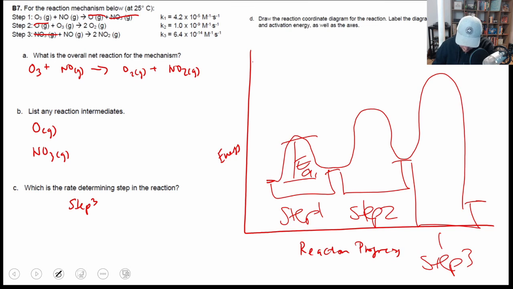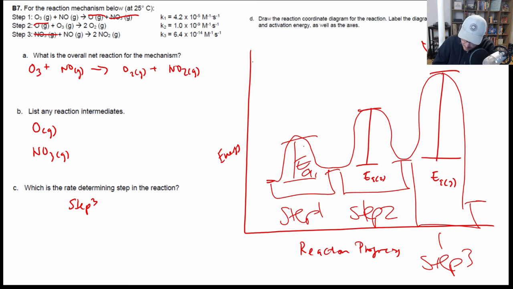This is going to be the activation energy for the second step, and then this is going to be the activation energy for the third step. For the third step, the maximum value should be the highest value out of all of them, and the activation energy should also be the highest out of all of them.